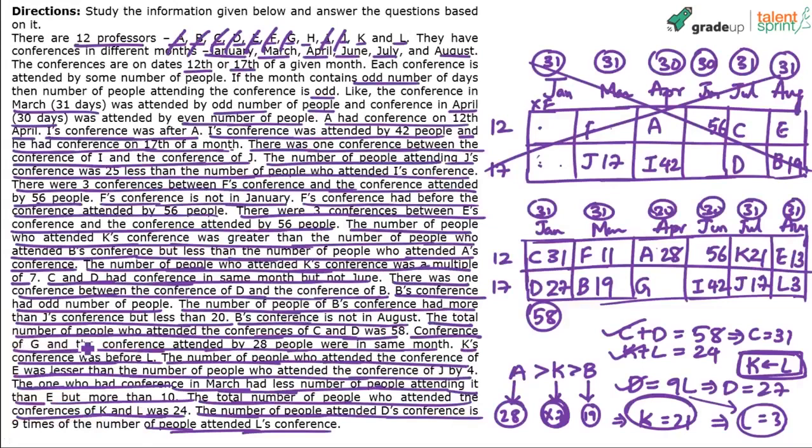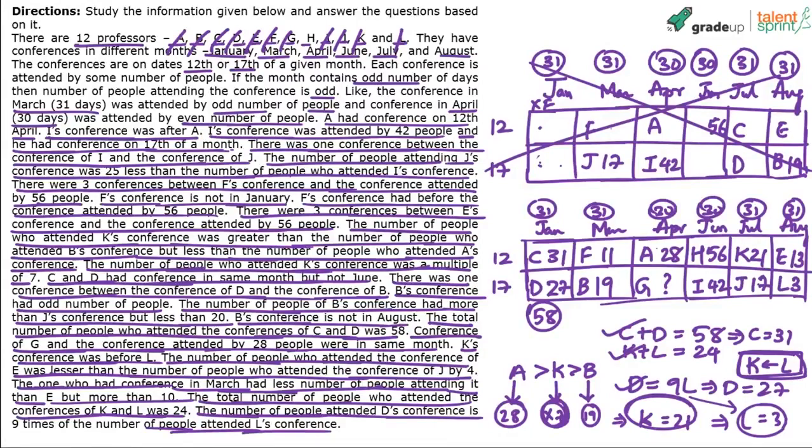Now if K is 21 and L is equal to 3, K and L are also marked. The only person left out is H. H has to come in this place. That's the only place left out for H. Then I think we have done all the points. The only thing which we have not been able to find is the value of G. Yes or no? And I think there is no data point given there.